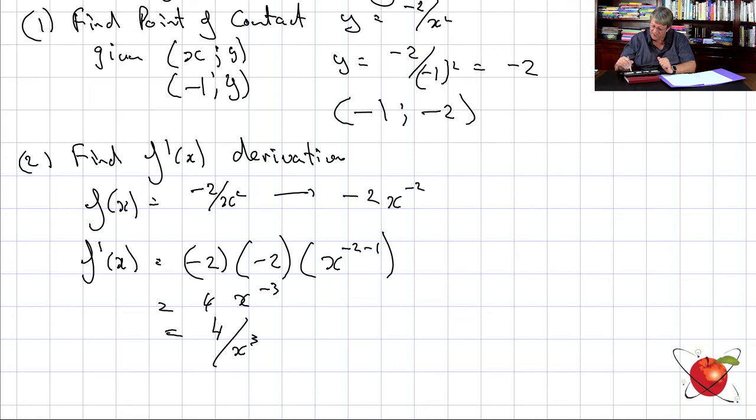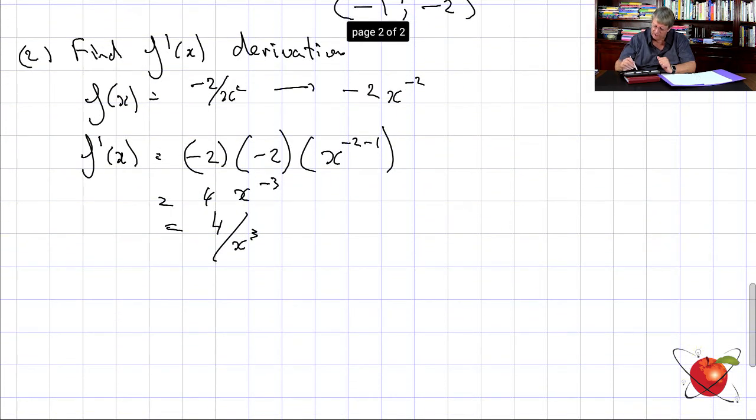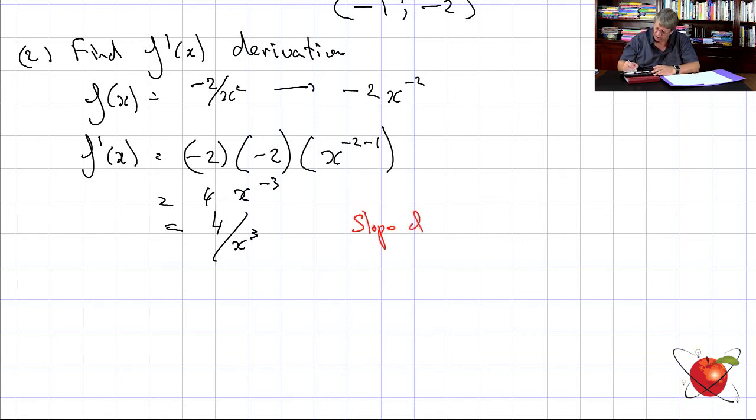Now, let's just recap. What have we worked out? That is the slope of the tangent at any point.